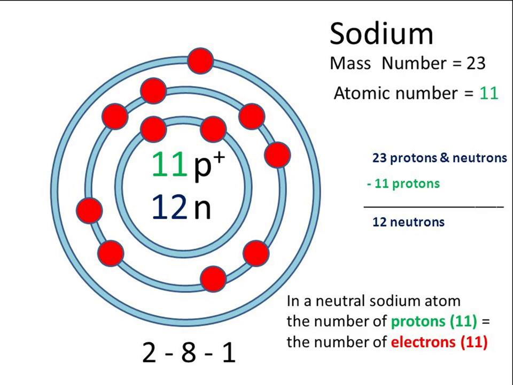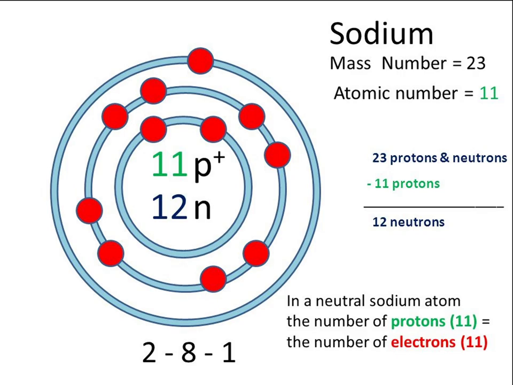Atoms are the smallest units of an element. A neutral atom does not possess a net charge because it contains an equal number of positive protons and negative electrons. For example, an atom of sodium, like the one shown on the screen here, contains 11 protons in its nucleus and 11 electrons outside its nucleus.